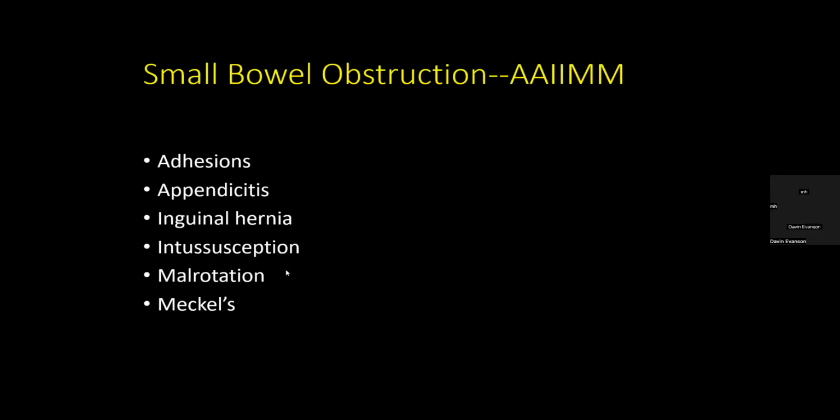Okay, some Hartman pearls. Now that was fast, but we talked a little bit about small bowel obstruction. This is a great differential, especially for peds. AIM: adhesions, appendicitis, we saw that with ultrasound and CT. Inguinal hernia, intussusception, we saw that currant jelly stool. We saw that in ultrasound and plain film. Malrotation, we saw that with the upper GI. And Meckel's, we saw that with the nuclear medicine scan.